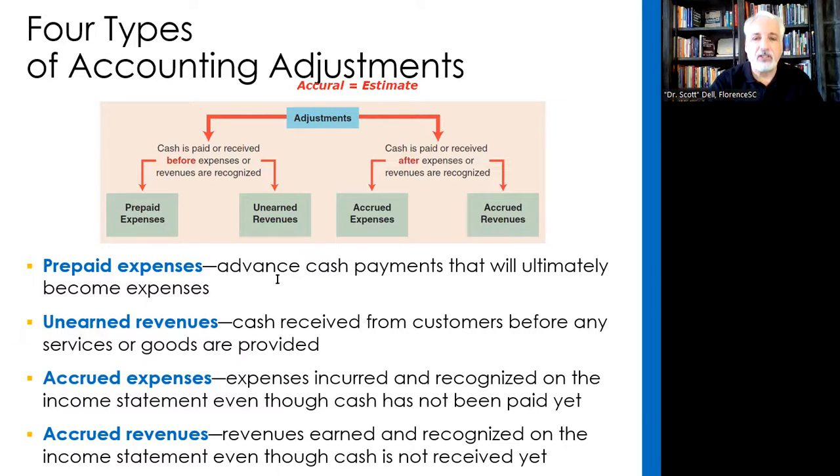So prepaid expenses, advanced cash payments that will ultimately become expenses. Unearned revenues, cash received from customers before we provide the goods or services. Accrued expenses, estimate of expenses incurred and recognized on the income statement, though it hasn't been paid yet. There's our wages. We have wage expense. We have interest expense. We have accrued revenues, earned and recognized on the income statement even though we haven't sent out the bills yet. So we actually did the work.